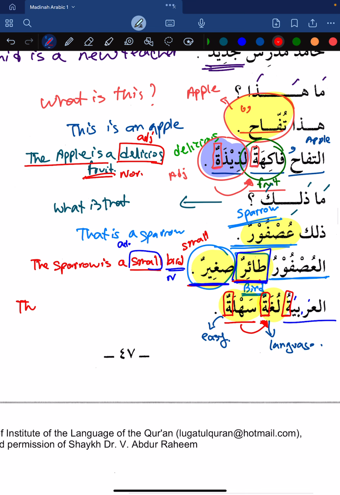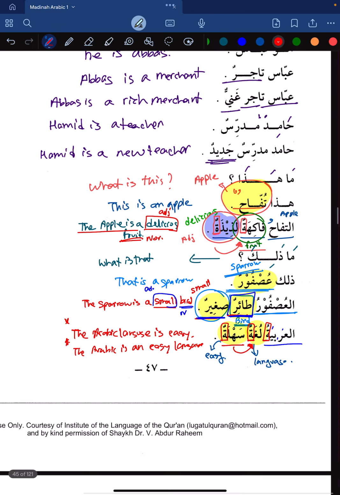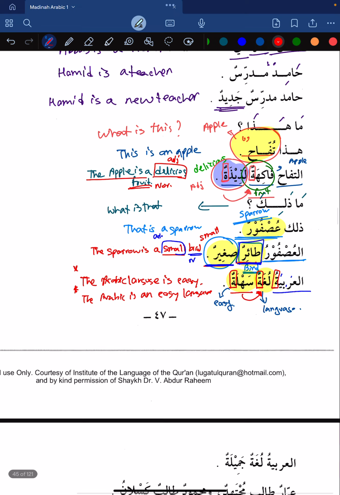So the Arabic language is easy, or you can say Arabic is an easy language. It doesn't really matter, as long as you get the point and the message is passed on. Yeah, there you go.